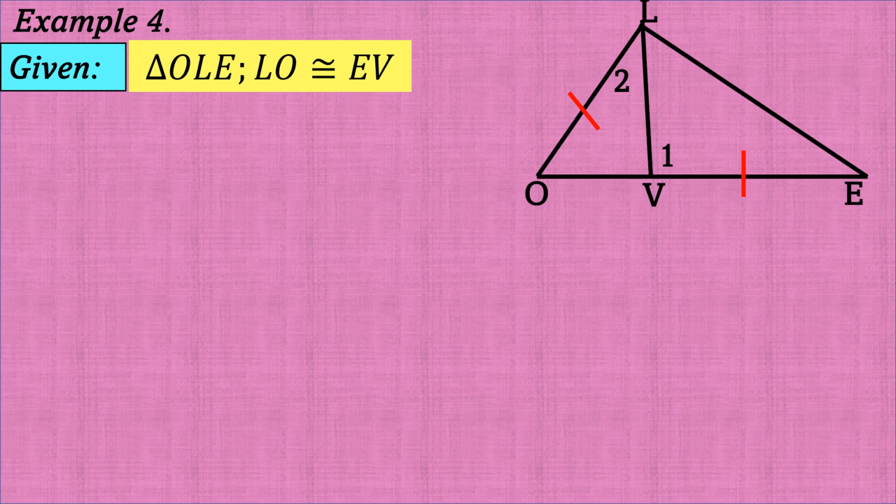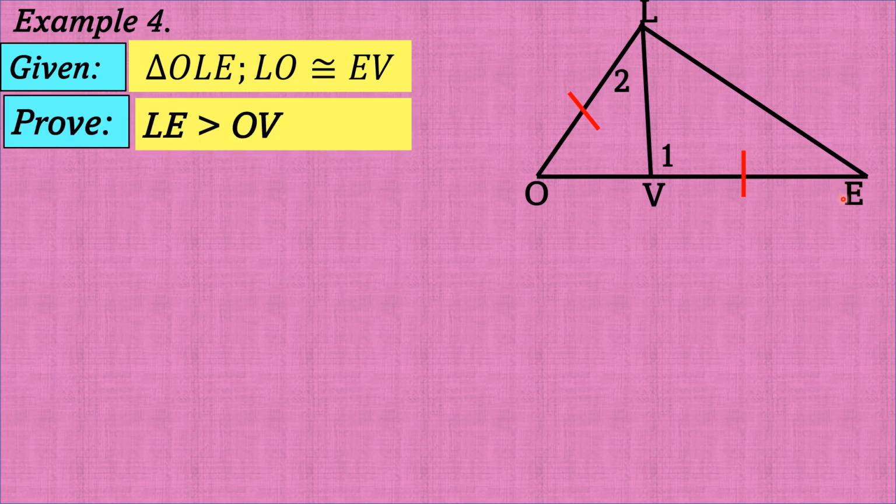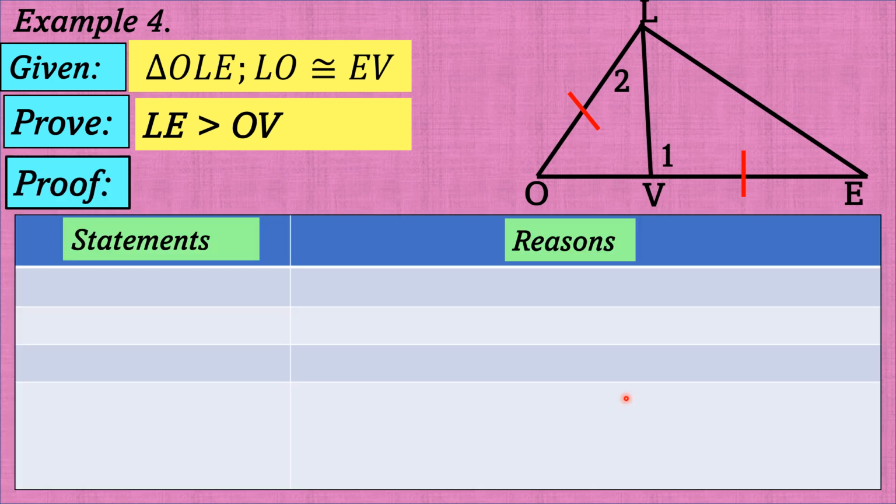Next, we have example number 4. Given in the illustration is triangle OLE. Also, we have the markings here, which indicates that side LO is congruent to side VE. So, how are we going to prove that side LE is greater than side OV? So, ito yung ipoprove natin. Side LE, this side, is greater than side OV. So, how are we going to present that in our two-column proof?